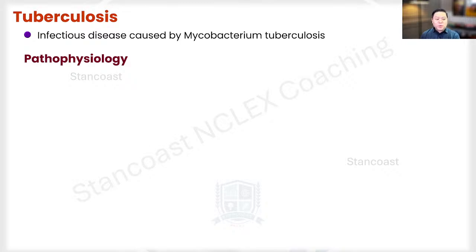Starting with Mycobacterium tuberculosis, which has a fungus-like property and is slow growing. It's an acid-fast aerobic bacteria that can be eradicated by heat, sunlight, and ultraviolet light. So, like I've said, it is a slow-growing, fungus-like organism.